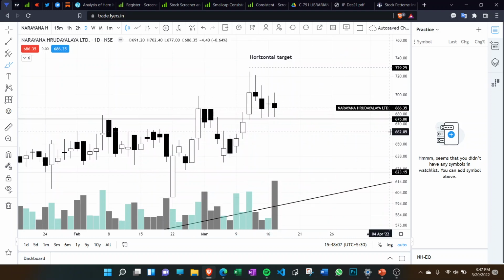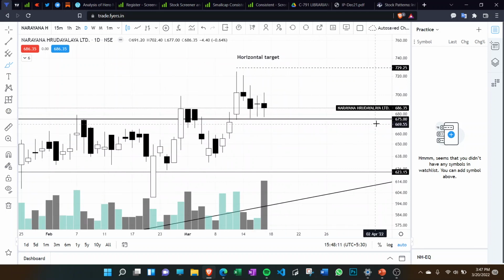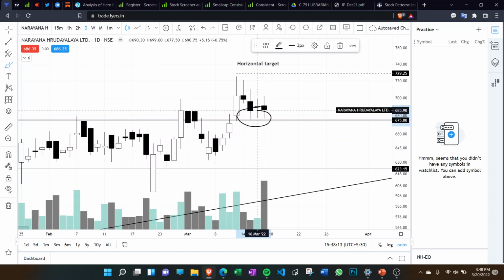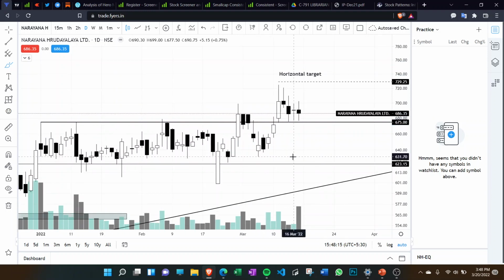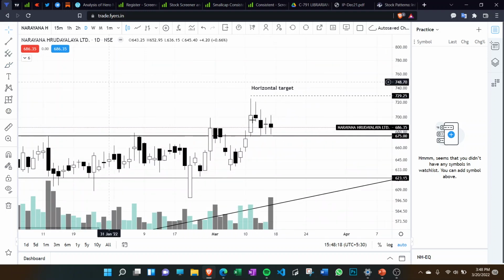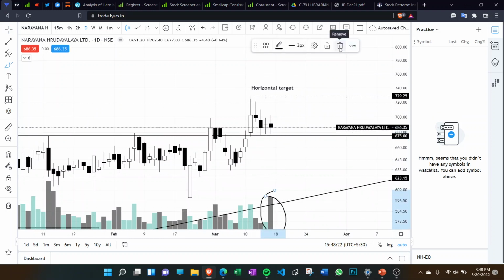Now this resistance level of 675 has turned into support, and you can see the long lower wick, which is a good sign because the demand is there. It's showing that demand is there, although this big round candle is not a good sign, but we'll have to see.